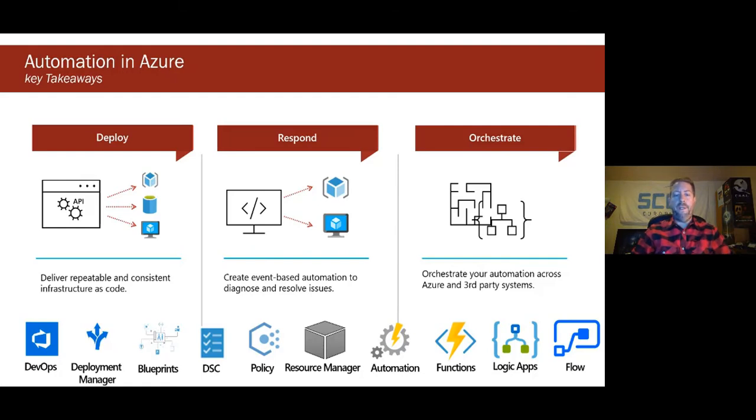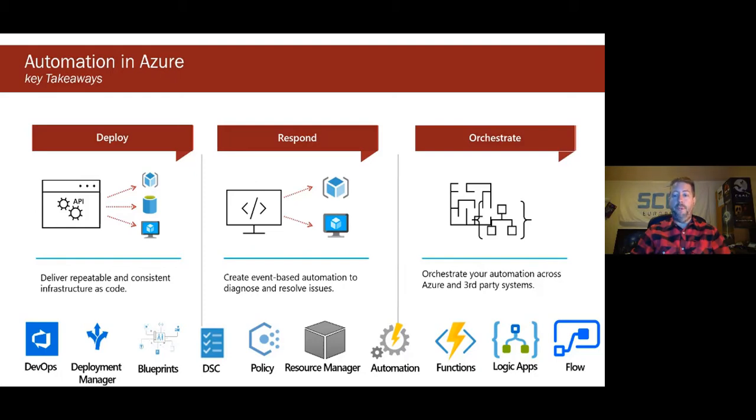The second bucket they talk about is this concept of responding. So something happened. That low disk space condition that I mentioned before, or a situation of maybe a high processor or a service that's not responding properly, that's where you get some other built-in capabilities around DSC, or assigning policies or capabilities within Resource Manager. Those are kind of core in there. And then that's where Azure Automation ties in as well, because we can find issues with any Azure resource.